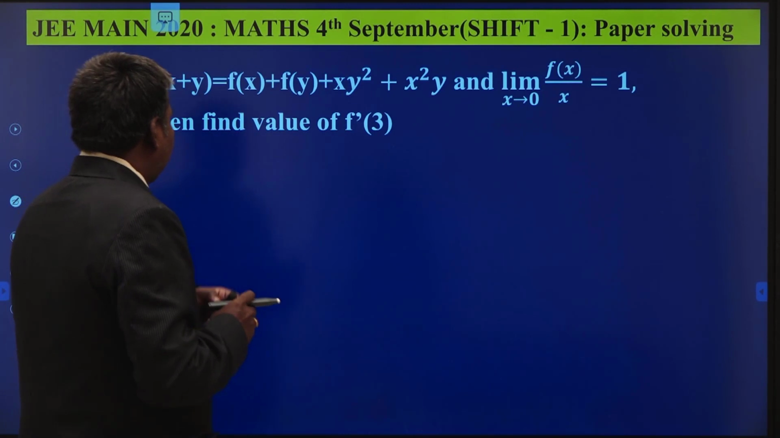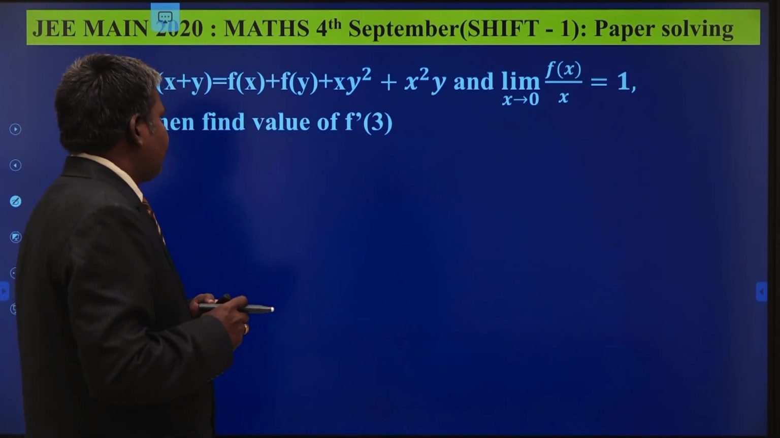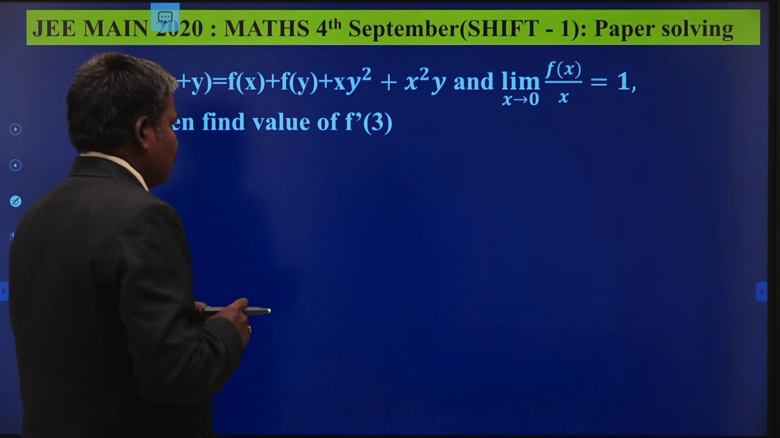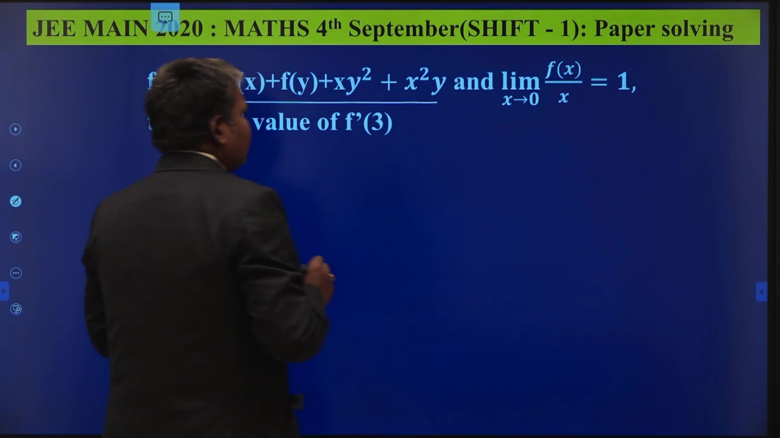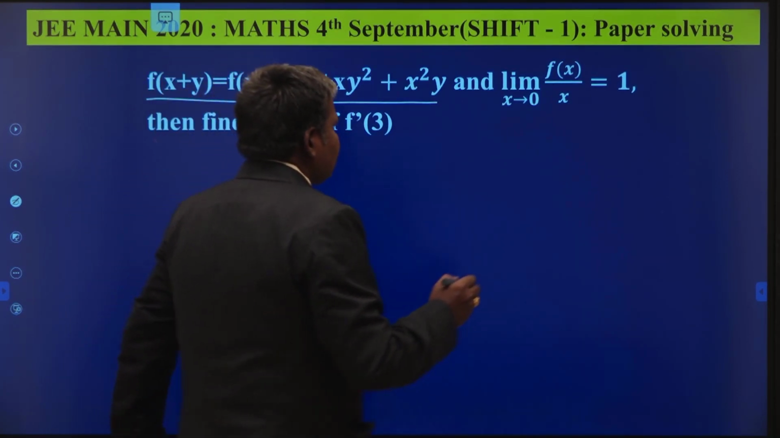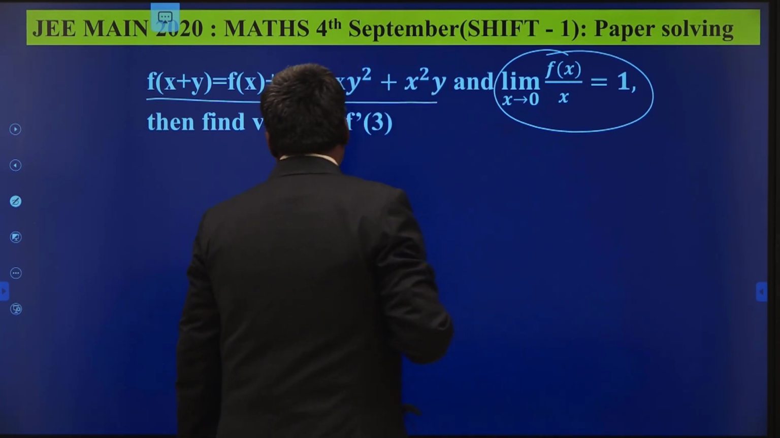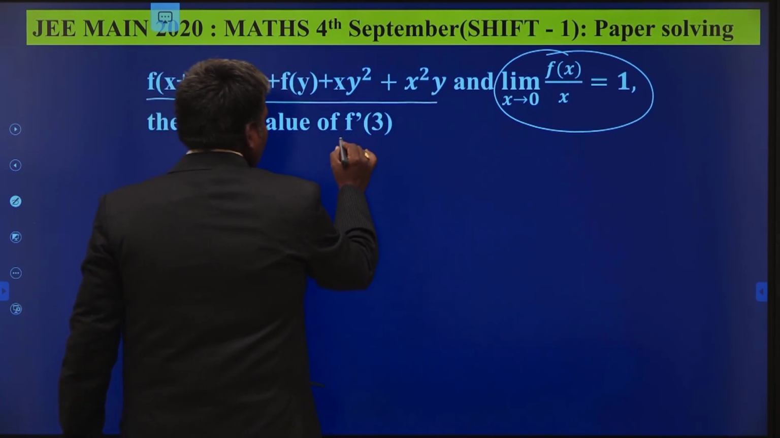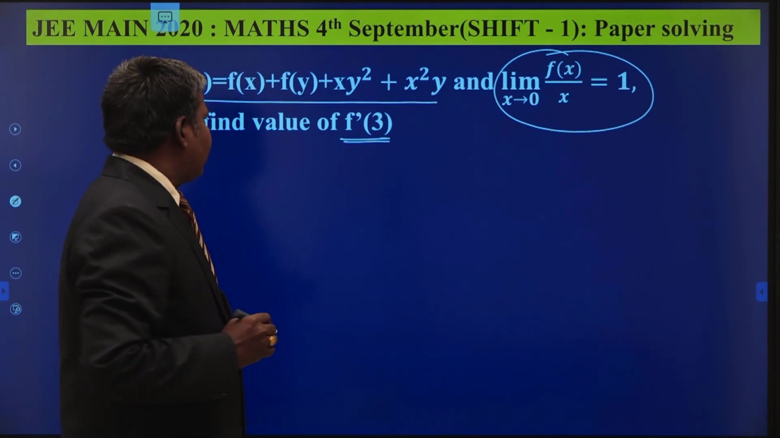related to differentiability. f(x + y) = f(x) + f(y) + xy² + x²y. This is the given relation about the function, and limit x tends to 0, f(x)/x = 1 is also given to you. Then you have to find out the value of f'(3).